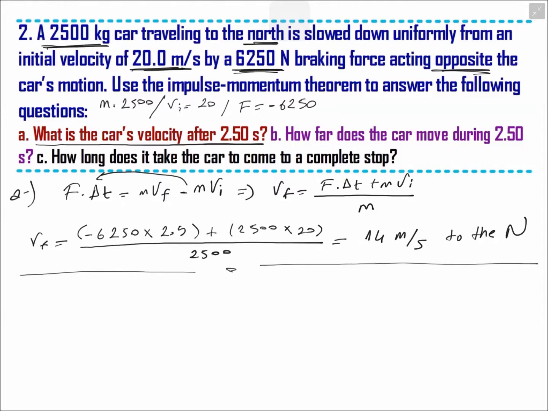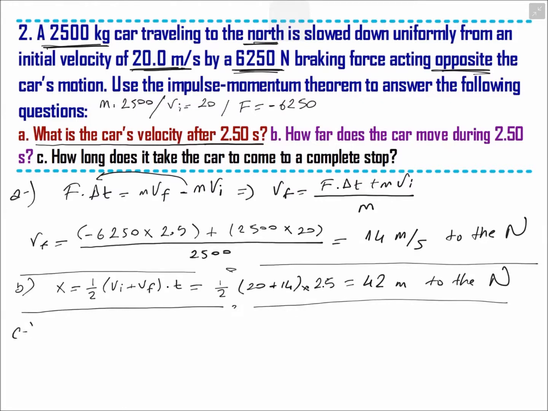And at B it says, how far does the car move during the 2.5 seconds? So we have to use kinematics equations. x equals half times (v initial plus v final) times t. If we substitute the values, half times (initial is 20 plus final is, as we calculated, 14) times 2.5. So the result will be 42 meters to the north again.